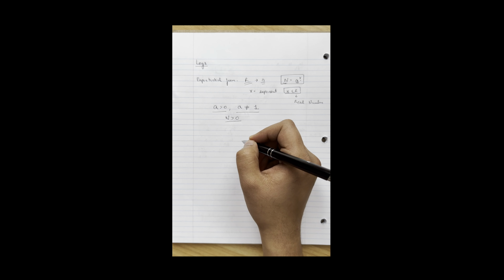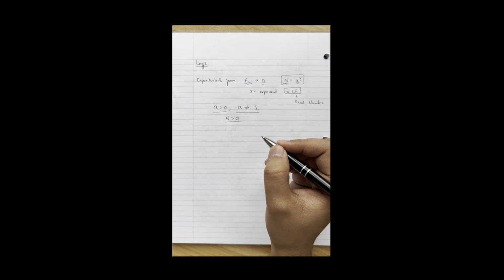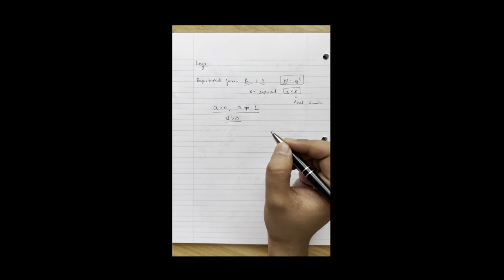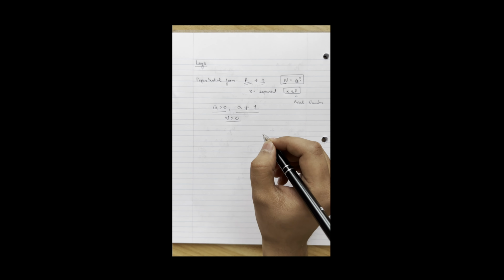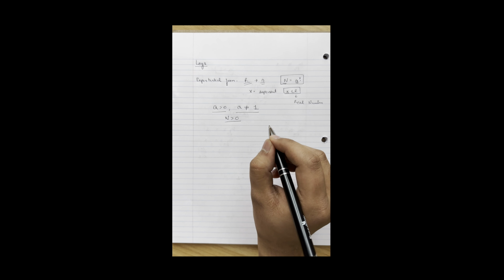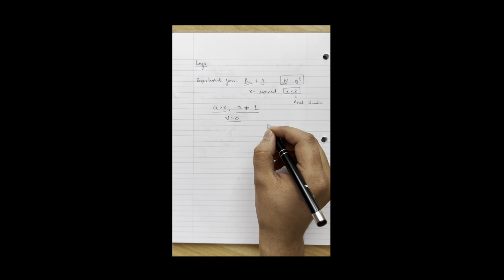So a logarithmic form is a form. The logarithm of a number is the exponent by which the base must be raised to get that number.